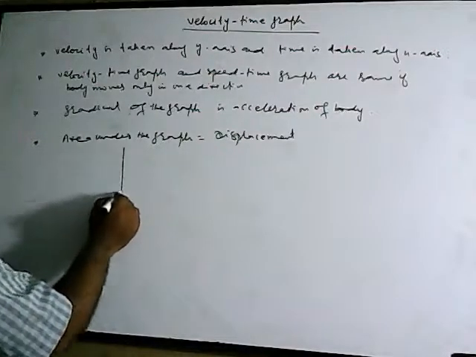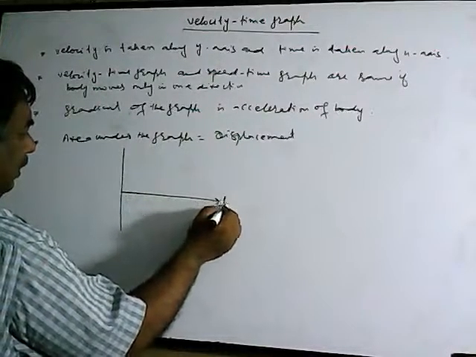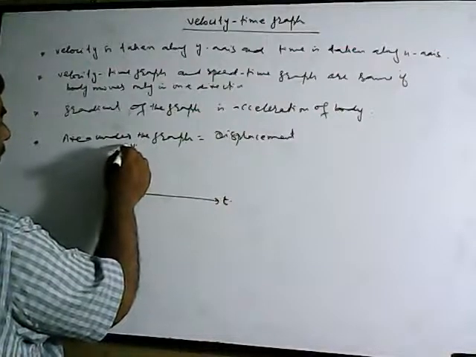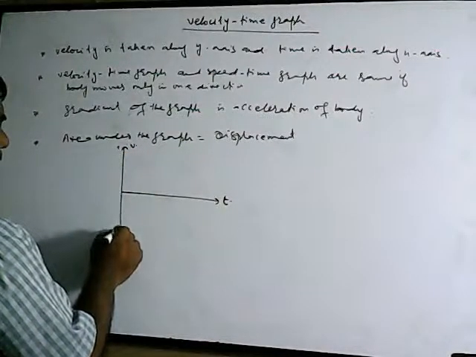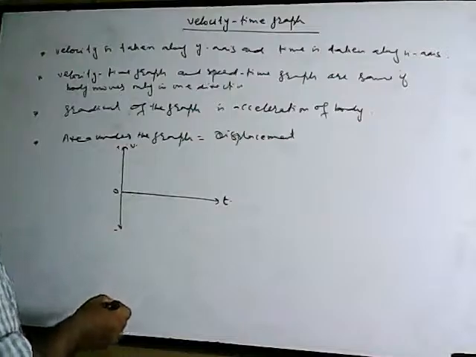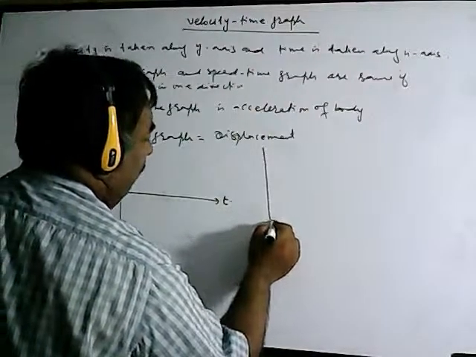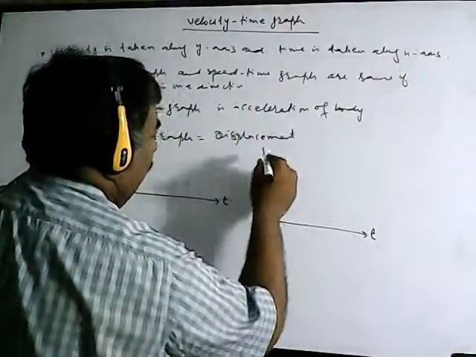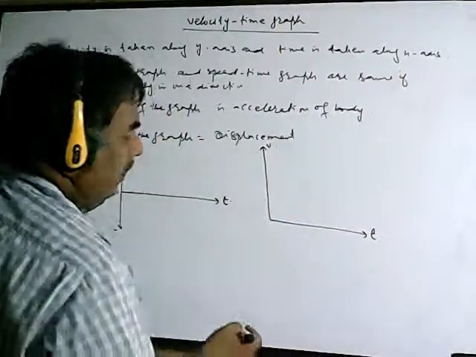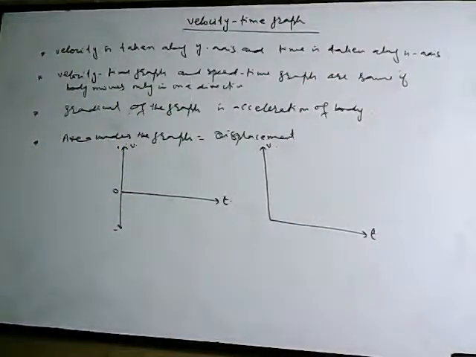We take one like this. This is the velocity time graph. Time, velocity here positive. This is going to be positive, and this will be negative velocity here. This is zero. If I take a speed time graph and velocity time graph, they are the same if the body moves only in one direction, then this will be the velocity time graph or speed time graph.